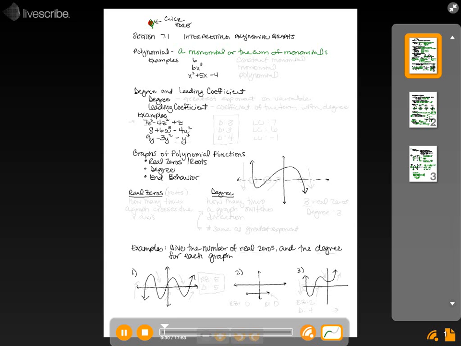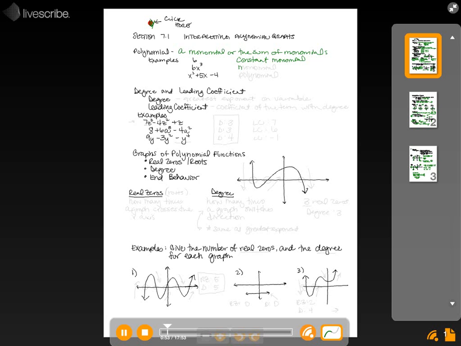Alright, and here's three examples. You've got 6, 6x cubed, and then x squared plus 5x minus 4. Now all of them are polynomials. Each one's a special type. This first one is called a constant monomial. It's a constant monomial because it's never going to change. It has no variable on it. It's going to stay 6 no matter what x value we have.